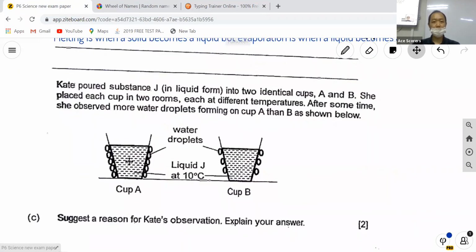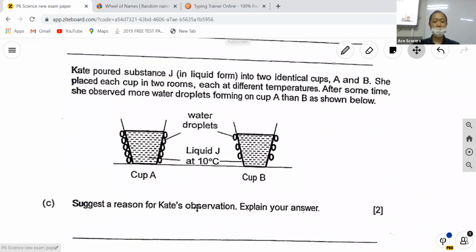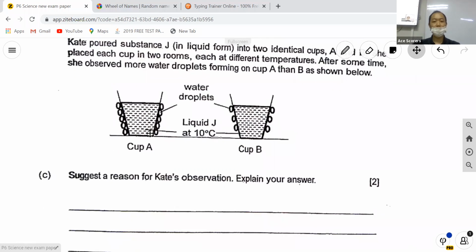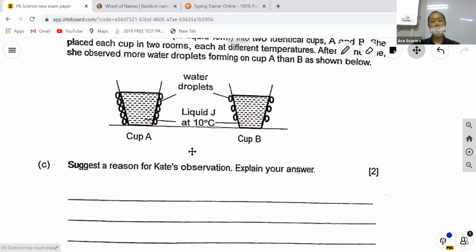Okay, next one. See, this is our favorite question. Give a reason for Kate's observation. Why did she see more water droplets outside cup A than cup B? This is my favorite question. You know why? Yeah, condensation.